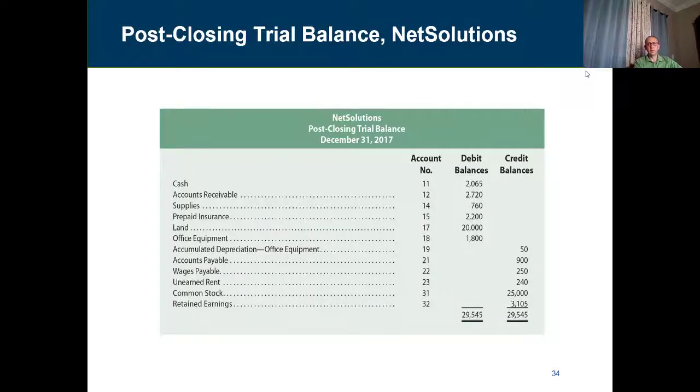So this is how the post-closing trial balance would look. You can see again, it's very similar to what we have, a list of all accounts in the business, excluding revenues, expenses, and dividends. We have our account numbers, the debit balances and credit balances, and you can see that both should match. And again, we are verifying that there is some kind of mathematical accuracy in our closing entries. So again, let me stop here.